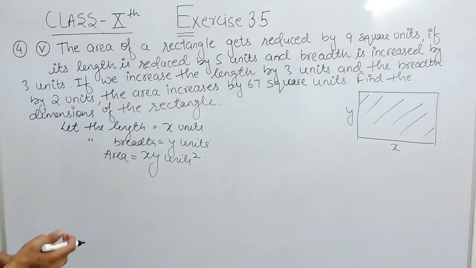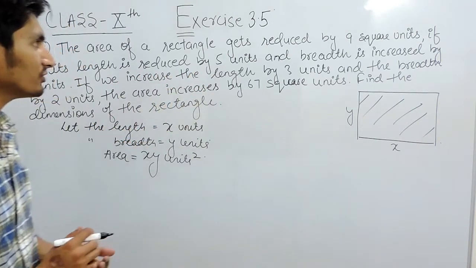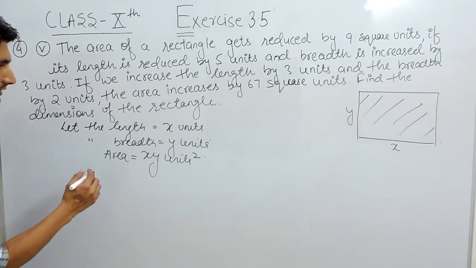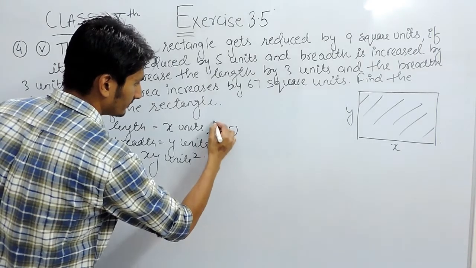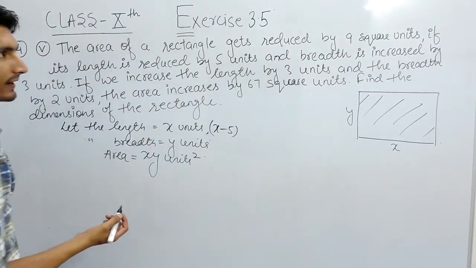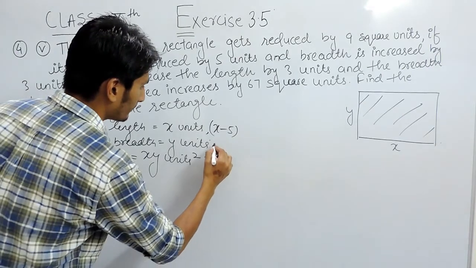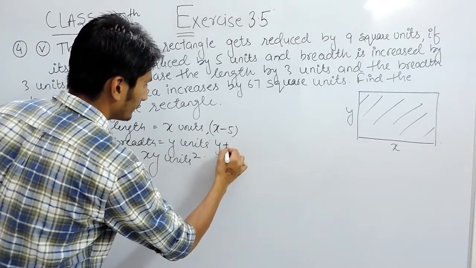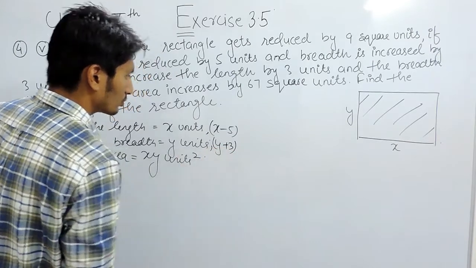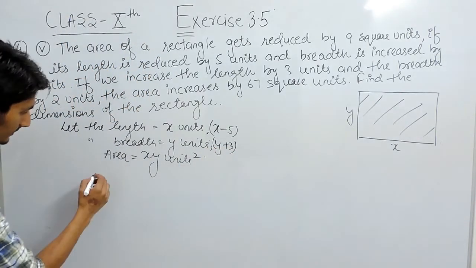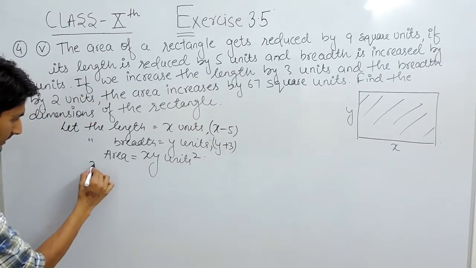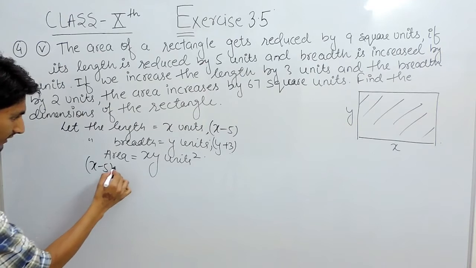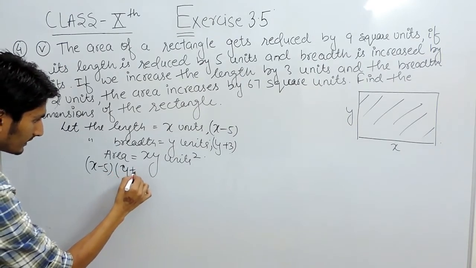And in first case it is given that the area reduces by 9 if the length is reduced by 5 units. So obviously our new length should be equals to x minus 5 and the breadth is increased by 3 units. So our breadth should be equals to y plus 3. So our new area should be length into breadth. So the new area is x minus 5 multiplied by y plus 3.